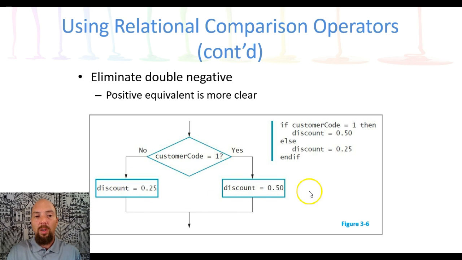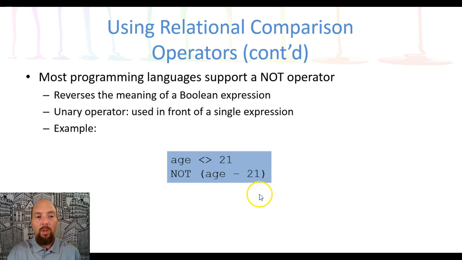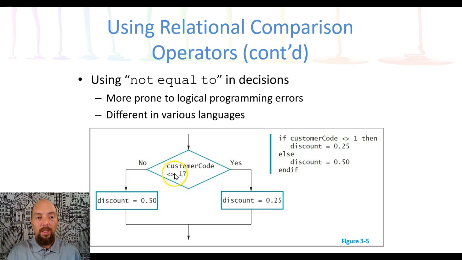So these are effectively doing the exact same thing. They're just complete opposites. So if I look at, is the customer code equal to 1, and put the 50% discount on the yes side, or I do, is it not equal to 1, and put the 50% discount on the no side, they actually evaluate for the same thing. But what I want to try to avoid is this not. It gets really confusing, especially as our programs get more complex.